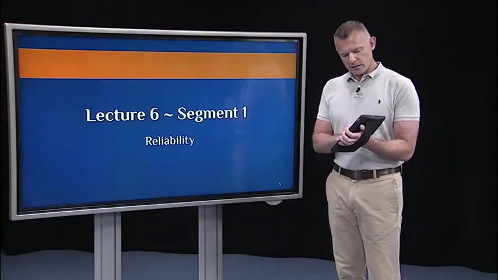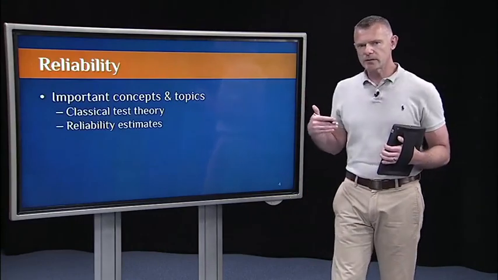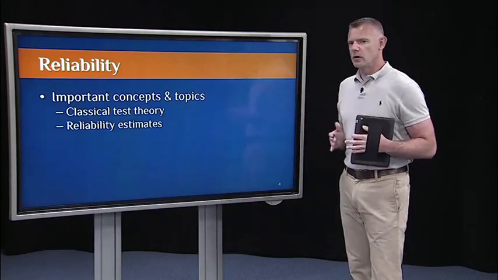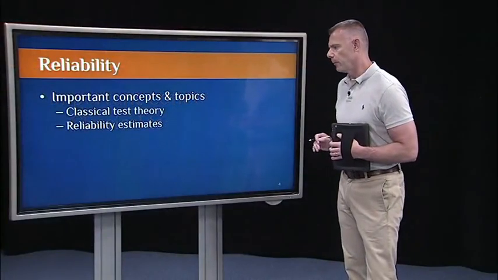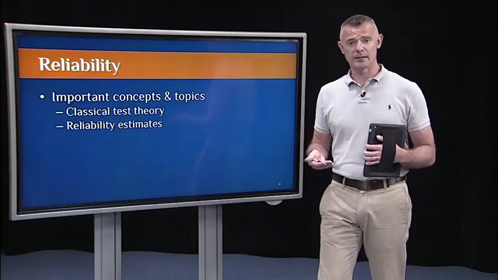So in this first segment, let's look at reliability. The important concepts or topics to take away from this are this broad theory that's known as classical test theory. It's also known as true score theory. It comes out of psychology, specifically psychometrics. And I'll explain just briefly what classical test theory is about. And then we'll talk about how to calculate reliability estimates.